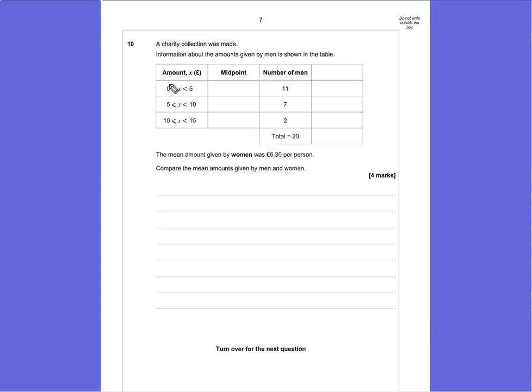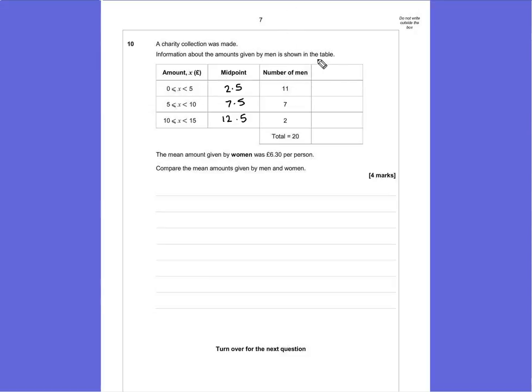For the first group, halfway between 0 and 5 would be 2.5. Halfway between 5 and 10, 7.5. And halfway between 10 and 15 is 12.5. This will give us a value that we can use as an estimate for this group.